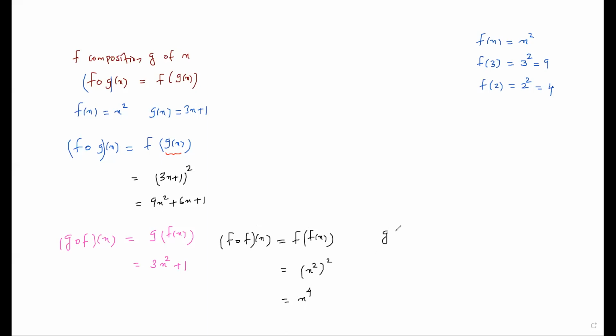Similarly, you can find g composition g of x. This is nothing but g of g of x. That means in g of x, which is 3x plus 1, put g of x in place of x. So in place of x put 3x plus 1, then plus 1. Which is 3 into 3, 9x, plus 3 into 1, 3, plus 1, 4. So this is known as composition of functions. f composition g, g composition f, f composition f, g composition g, whatever it is.